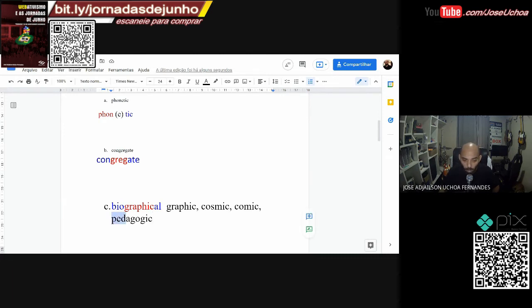Pedo means child. Peda, child. Gog, I don't know, but maybe it is something related to teaching or knowledge. And ick related to this universe of. Okay, so what I want you to keep in mind here is the meaning of ick. Now go to graphic. What does graphic mean?